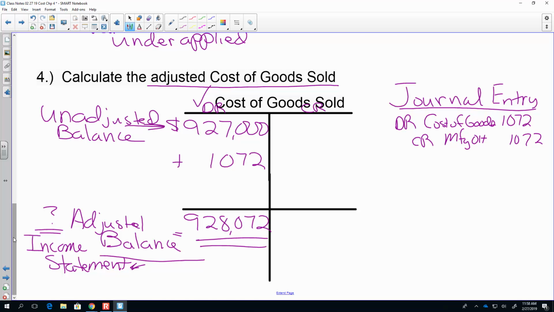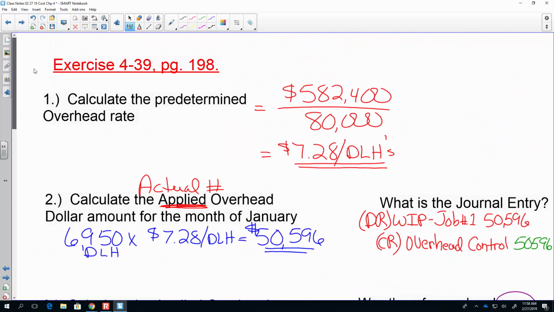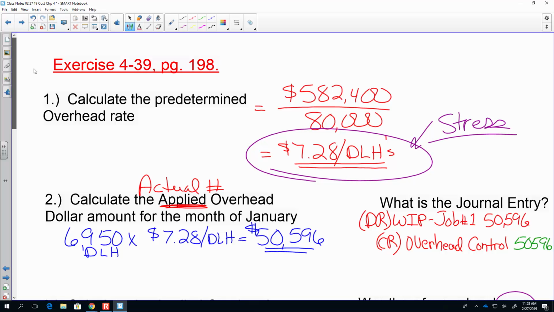So guess what, guys? There's a lot of stress in getting this number right. Because if you're wrong, it's bad, right? If it's a material variance, you are on the hook. So guess what I do? I overestimate in some cases my overhead dollar amounts just to be sure I'm covered.